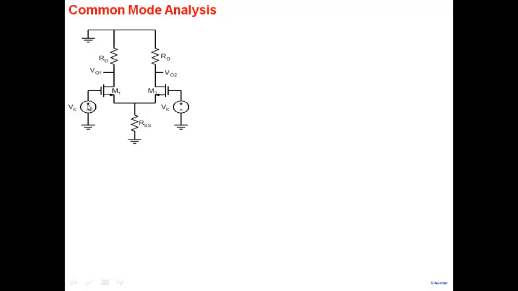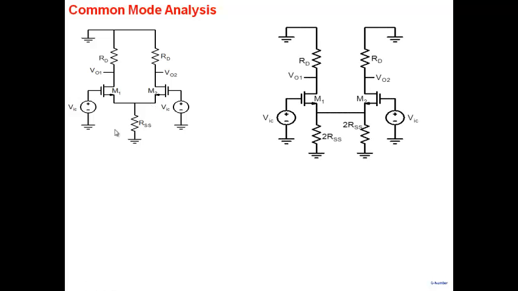Common mode: you apply the same voltage on both sides here. In this case, in order to use symmetry, we split RSS into two parts, two RSS on one side and two RSS on the other side. Now we can clearly see a left half and a right half. Before, both of them were coupled together, so we separate them into two halves.